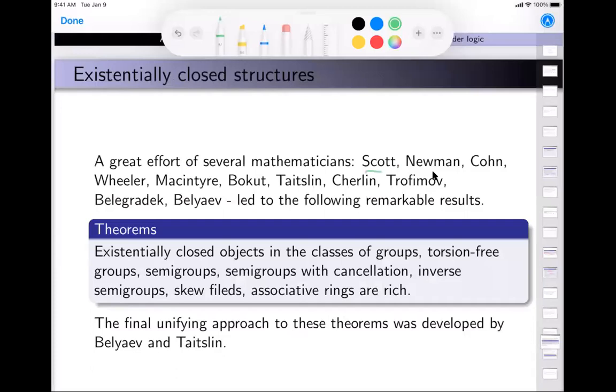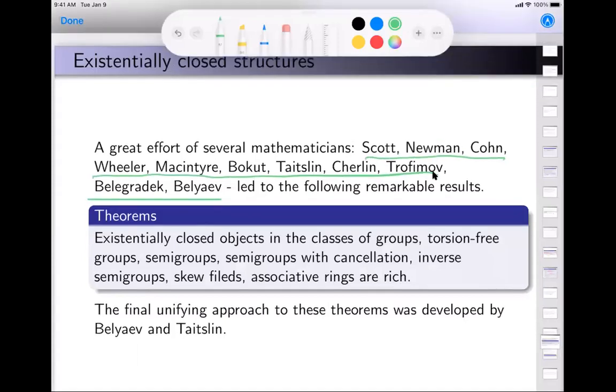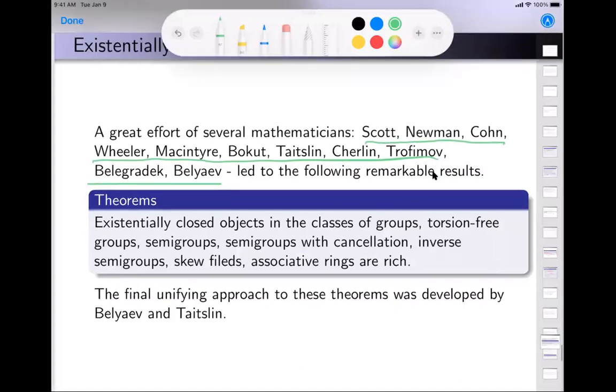And a lot of very good mathematicians studied these structures, solving different problems, but the main idea was that first order logic of existentially closed structures in these classes is very, very powerful. So you can do a lot of things. So what are the classes?